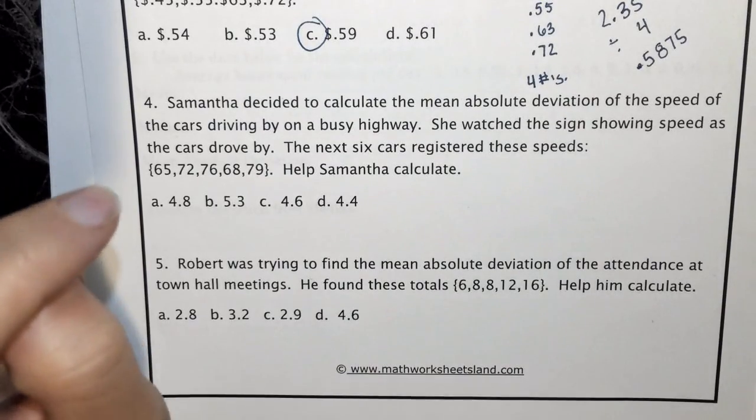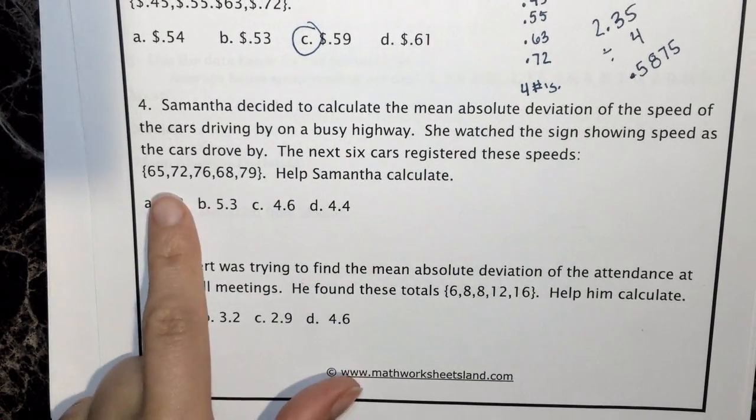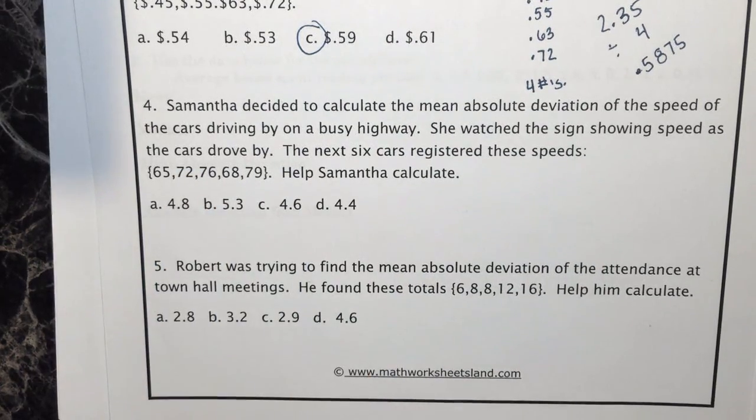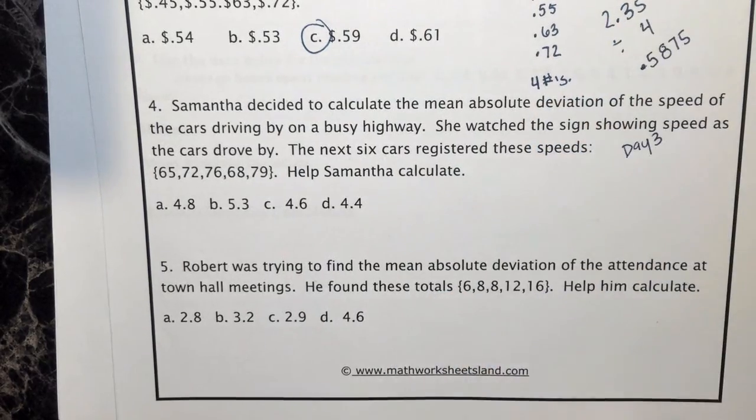Number 4, Samantha decided to calculate the mean absolute deviation of the speed of the cars driving on a busy highway. She watched the sign showing speed. These are the speeds she's getting. So you're finding the mean absolute deviation. So this is going back to what we just did on day 3. You need to find the mean and then find the distance from the mean.